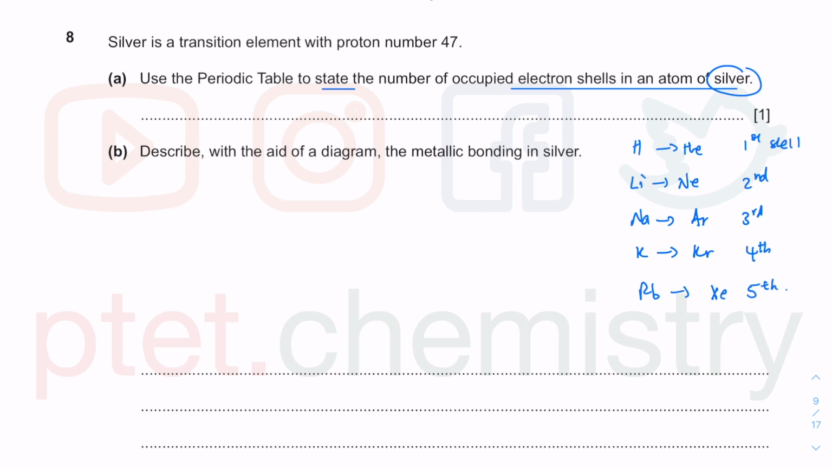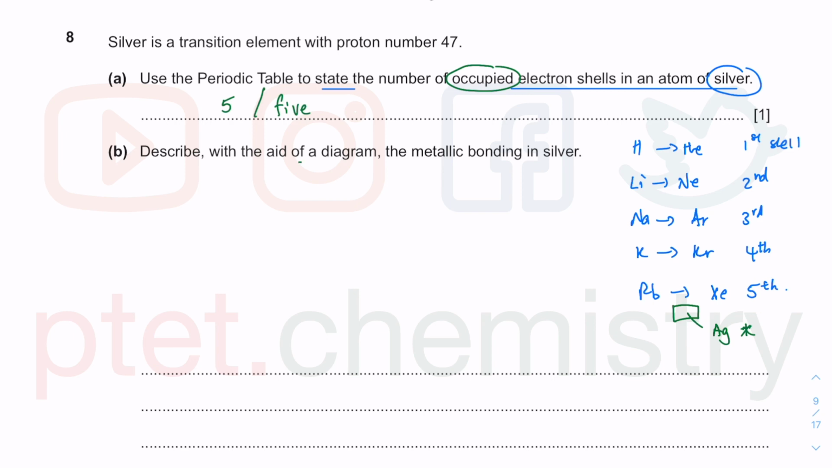And then where is silver? Silver is your Ag. So silver comes somewhere there. So you know, it is somewhere in between the fifth shell. So you occupied up to the fifth shell. So it's number 5 there. Occupy up to the fifth shell to fill up to silver.